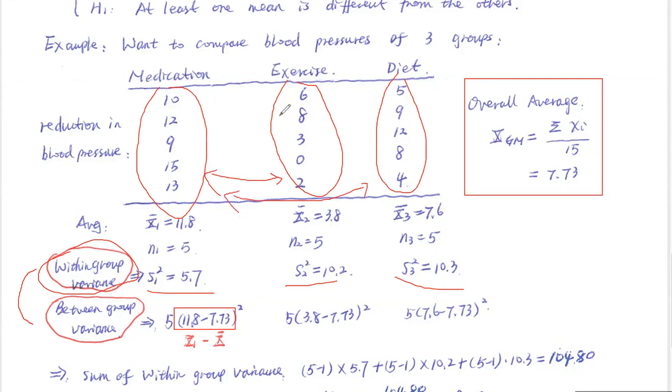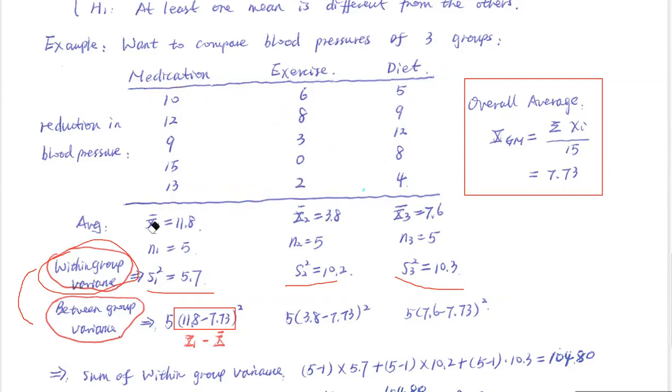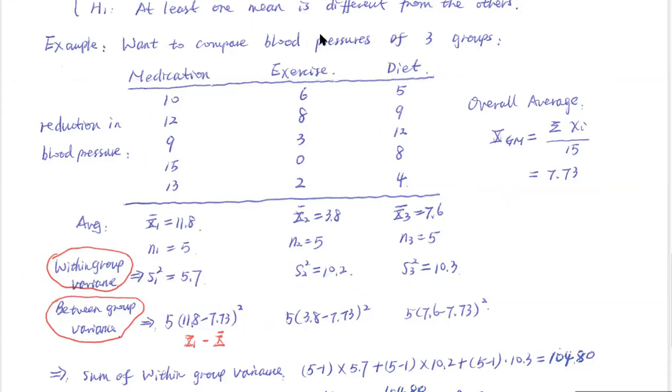Everybody, we don't require the calculation part, okay? We don't require the calculation, but we do require the concept. When we say within group variance and between group variance, this part we do require. Now, in terms of the example, when we do the calculation here, let me see.